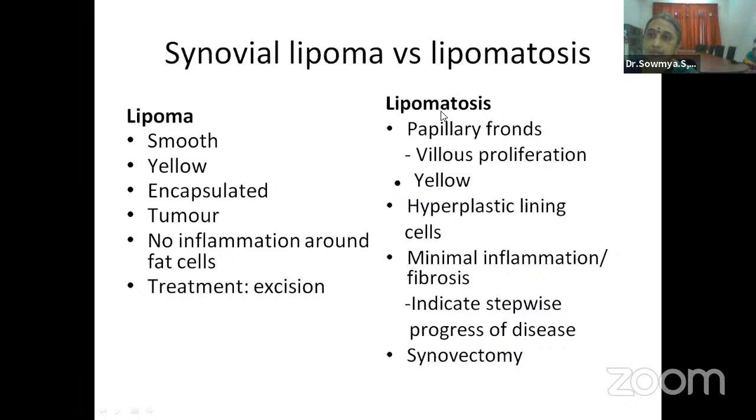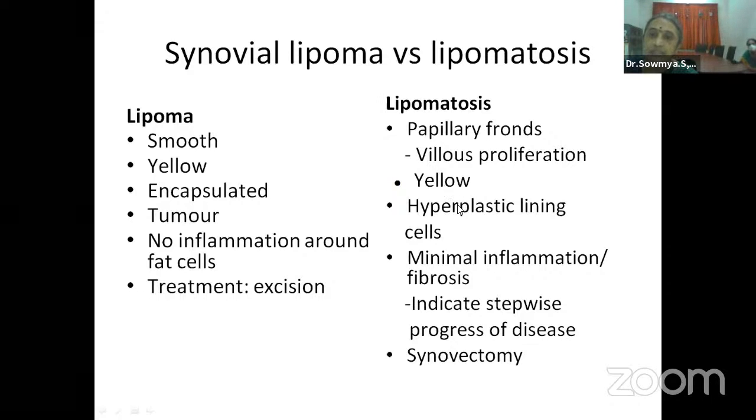Whereas lipomatosis will involve multiple papillary fronds. That means there is so much of fat deposition within the connective tissue. It is not a true tumor. So since the connective tissue is having different amounts of fat deposition, you will see variable sized papillary fronds. So there is going to be villous proliferation. This will also look yellow because it is made up of fat tissue.